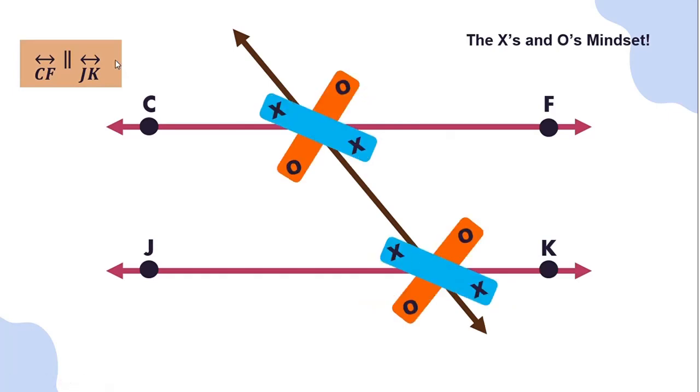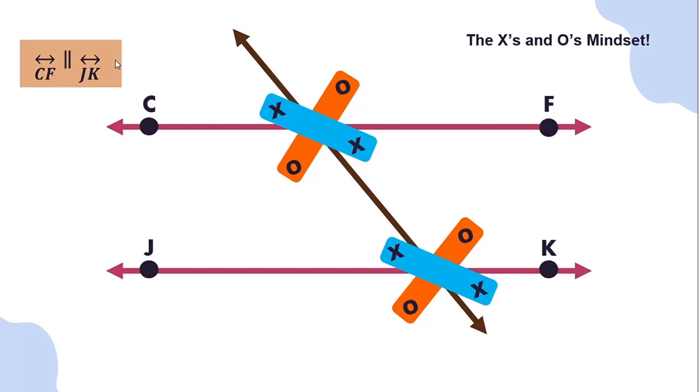Now, since we are all about visual learning here at A Mess of Math, I want to share with you guys something that I call the X and O mindset. This is a helpful little technique for you to better understand the relationship between the angles in any situation involving parallels cut by a transversal.